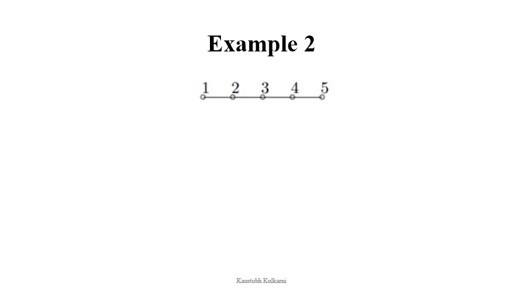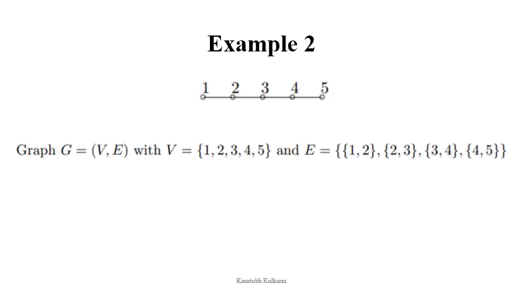Now let's take an example of this graph. Okay, so graph G is equal to V comma E with V equal to 1, 2, 3, 4, 5. And now here we have directly mentioned the edge set as unordered pairs. So instead of having a separate edge set as just the labels of the edges and then having an incidence function, our edge set here itself serves as the incidence function.